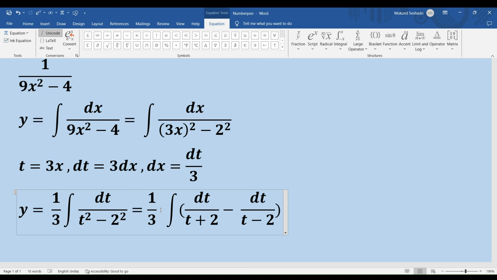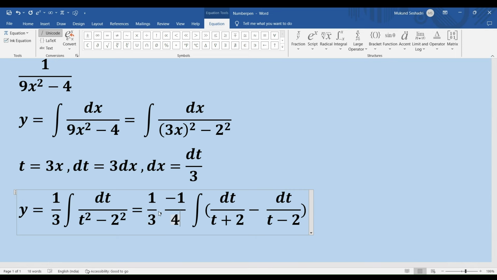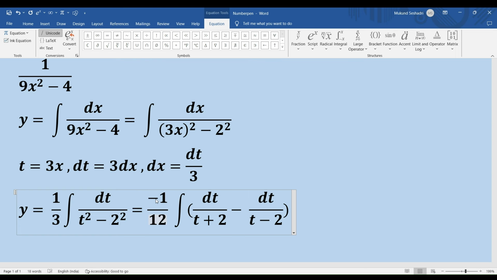And when I do the cross multiplication, I notice that my t gets cancelled in the numerator, but then my numerator will still have a minus of 4, right? So I'll have to compensate for that, which means I'll have to multiply this by a minus of 1 by 4, right? Which means I have a 1 by 3 times minus 1 by 4 outside of the integral, which becomes a minus 1 by 12 times integral of dt by t plus 2 minus dt by t minus 2, right?